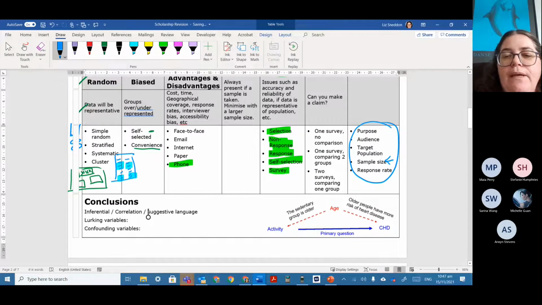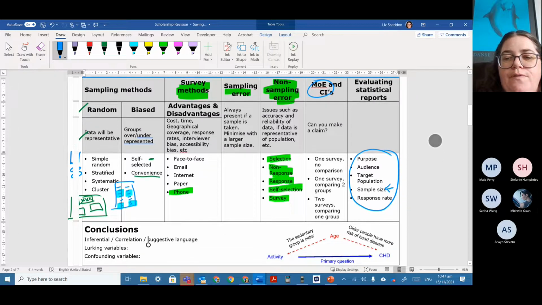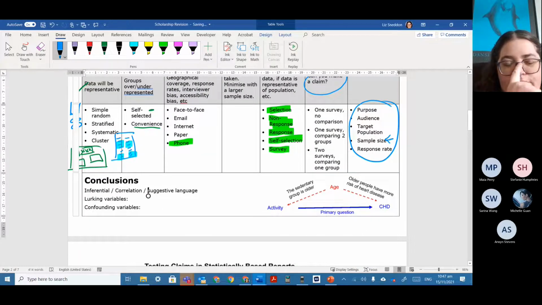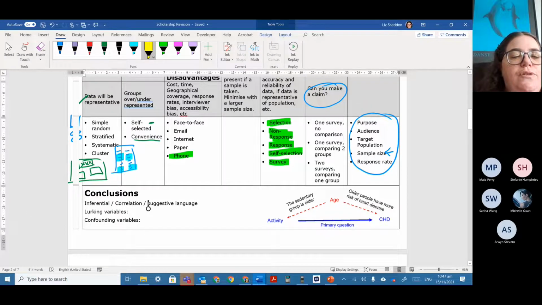In terms of confidence intervals, I'll have a quick look at that in a second about whether we can make the claim or not. And in terms of our conclusions, because we're doing observational studies, we always want to use that inferential or suggestive language. Sometimes we talk about correlations, and so that's some of the things that we want to make sure we talk about.